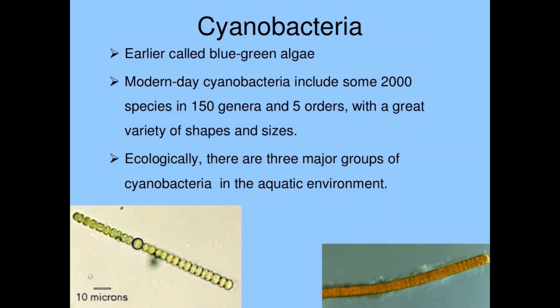Our next topic is cyanobacteria. Again, the name itself shows it is a bacteria. We call them blue-green algae, and cyanobacteria includes 2,000 species, 150 genera and 5 orders with a great variety of shapes and sizes. Means there is very much diversity in this class of cyanobacteria.